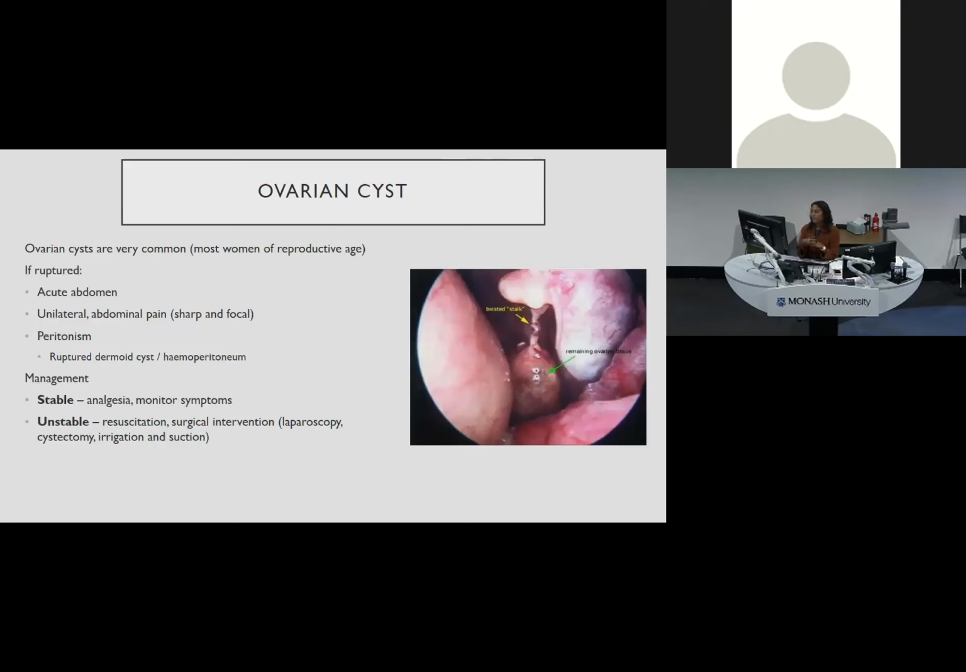They'll have a laparoscopy, and again, they might just have some irrigation, suction, just cleaning away of any of the tissue that's actually ruptured into the abdominal cavity. They might have removal of a cyst that's still present, or in some cases, they might have to take the ovary if there's been a lot of hemorrhage associated.